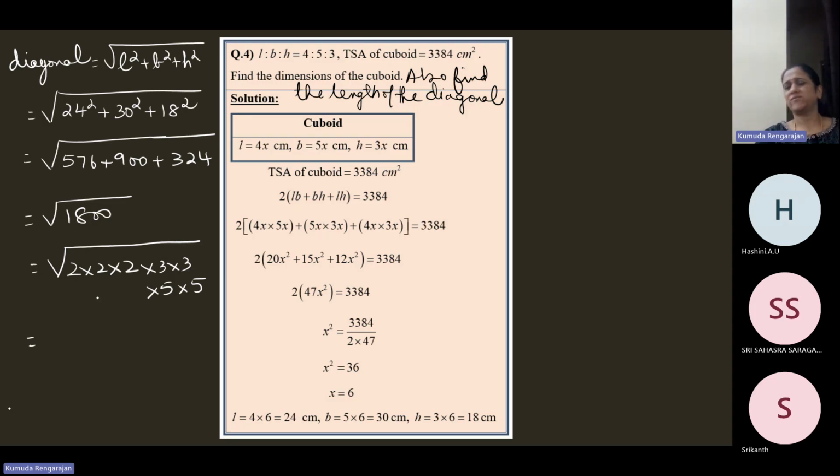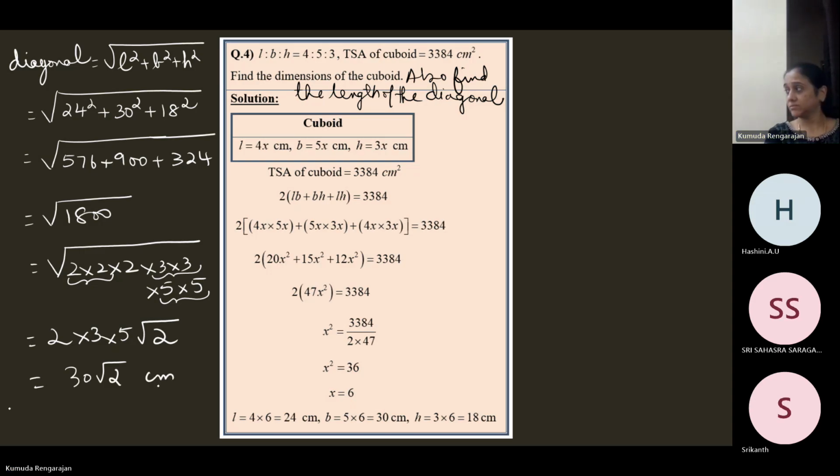We should not do all that. Why do you want to write it as 2 cubed, 3 squared and all that? From 2 2's, bring 1 2 out. From 2 3's, bring 1 3 out. And from 2 5's, bring 1 5 out of the square root. Now what remains? One 2 remains under the square root. Now what's the answer? 2 3's are 6, 6 5's are 30. 30 root 2 centimeters. Good.